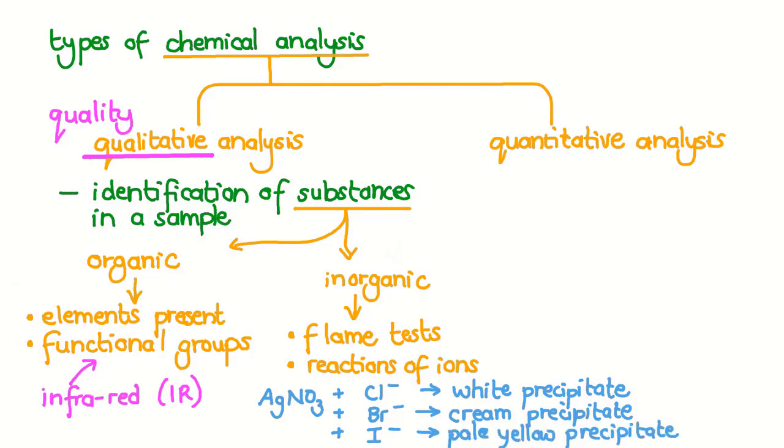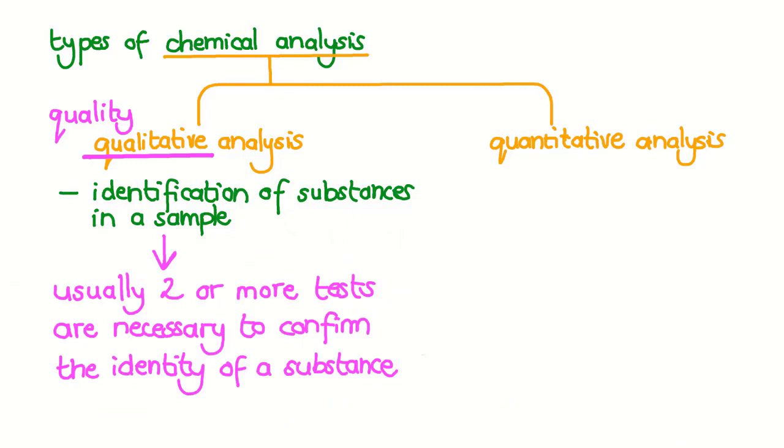And iodide ions can be identified by the formation of a pale yellow precipitate, while fluoride ions don't produce a precipitate with silver nitrate. These are just some examples of how to test for the presence of certain substances. Usually, 2 or more tests are necessary to confirm the identity of a substance in a sample. Doing only one qualitative test is not conclusive enough.